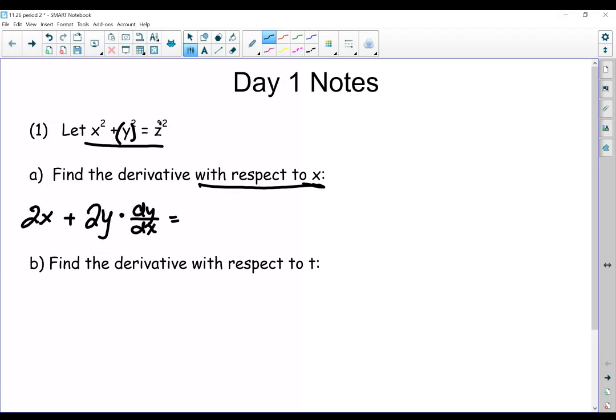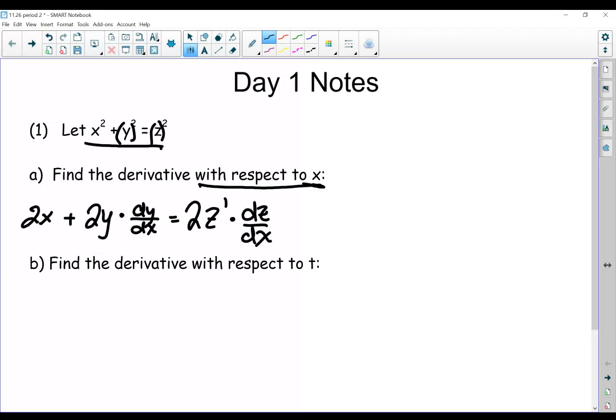Now the same thing with z here. This is z squared. This is a chain rule, so I'm going to bring the 2 down, make it z to the first times the derivative of the inside. Now in this situation, I'm treating z as a function of x, which means if z is a function, its derivative is another function I would call dz/dx.